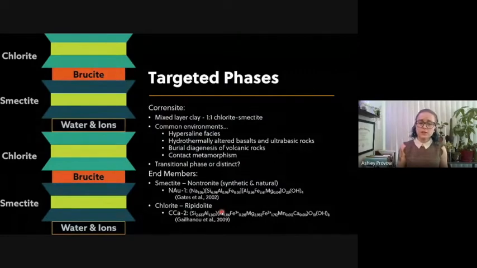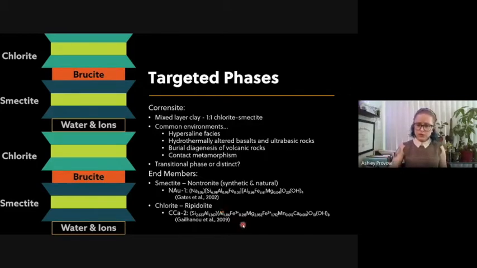So the main phase that I'm targeting is corrensite. This is a mixed layer clay comprised of 1-to-1 alternating layers of chlorite and smectite. On Earth, we commonly see this in hypersaline facies, hydrothermally altered basalts, and ultrabasic rocks, in burial diagenesis of volcanic rocks, and in contact metamorphism.